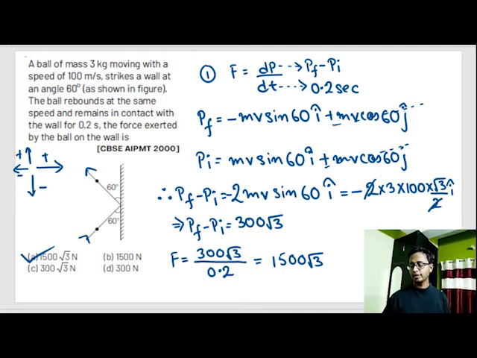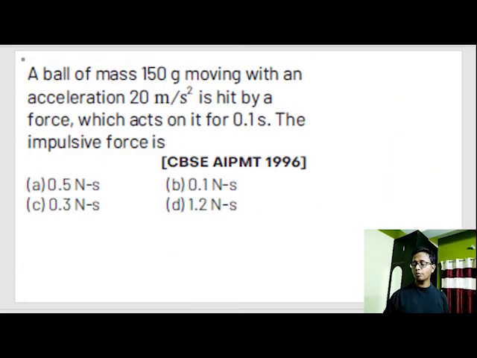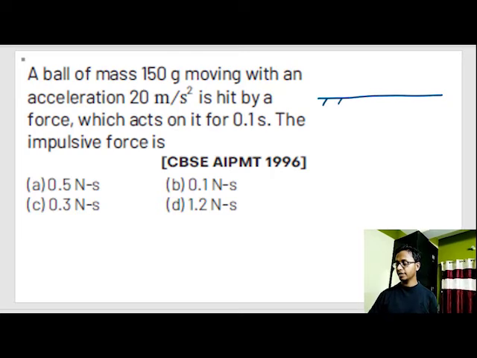Now let's read the next question. A ball of mass 150 gram is moving with an acceleration of 20 meter per second square, is hit by a force which acts on it for 0.1 second. The impulsive force is... So what is happening out here?